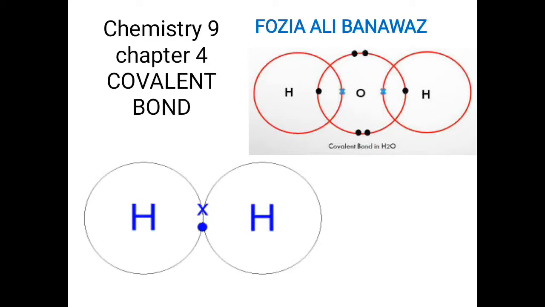Today we are going to clear our concepts about covalent bond. This is chapter number 4, chemistry, class 9th. Today we will understand the concept of how covalent bonds are formed between atoms and what are the necessary conditions for their formation.